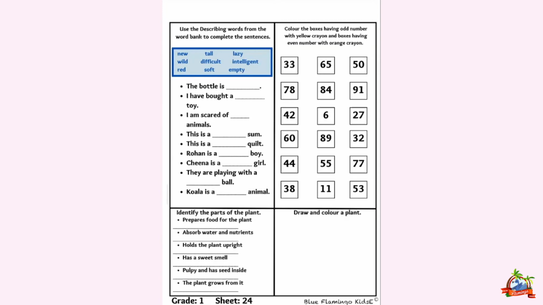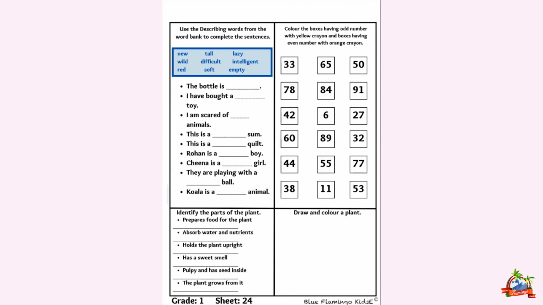65. This is an odd number. So we will color it with yellow. What we will do? We will color it with yellow. 50. It is an even number. ये क्या है? Even number है. So we will color it with orange. इसमें क्या करना है आपको? We have to color odd number with yellow and even number with orange.